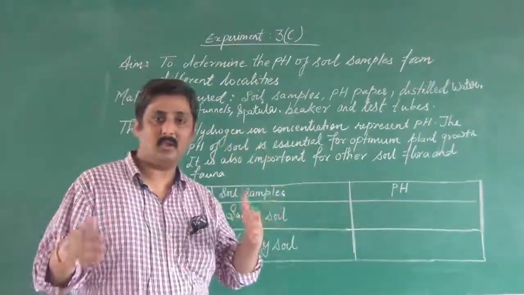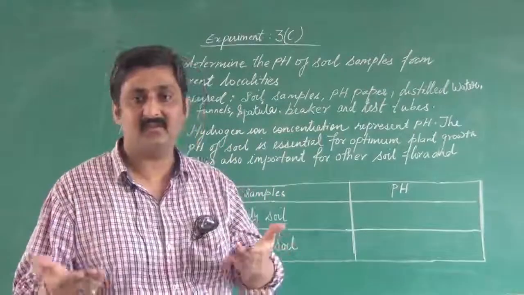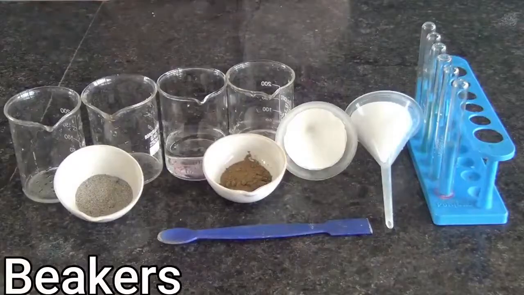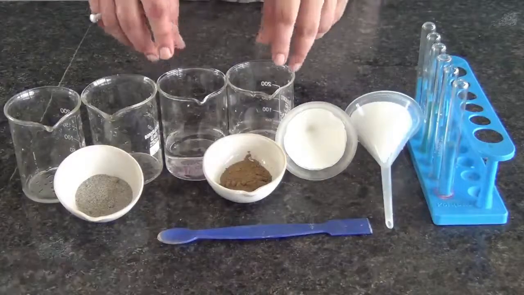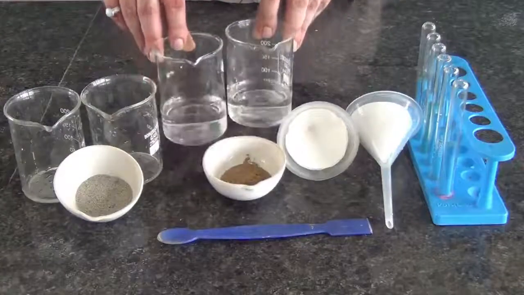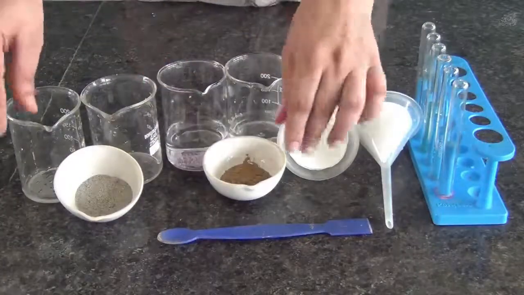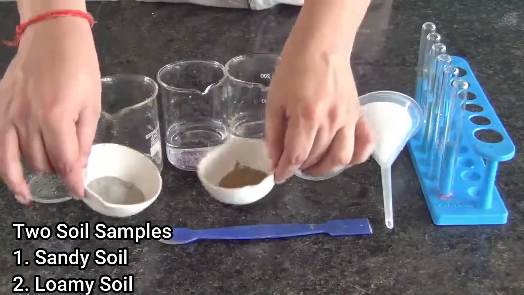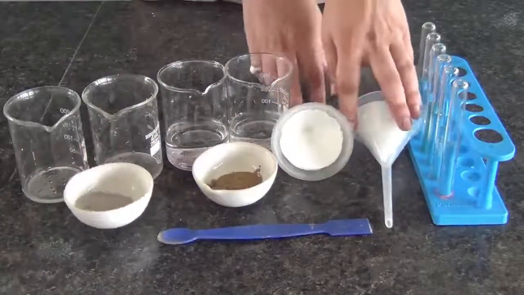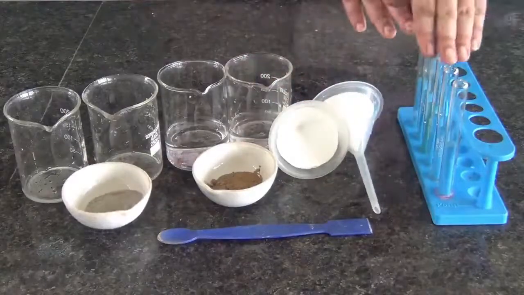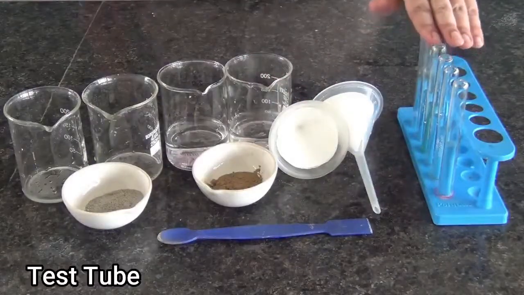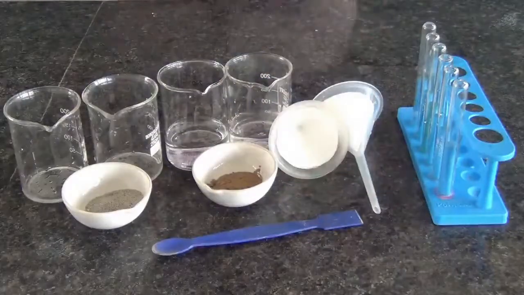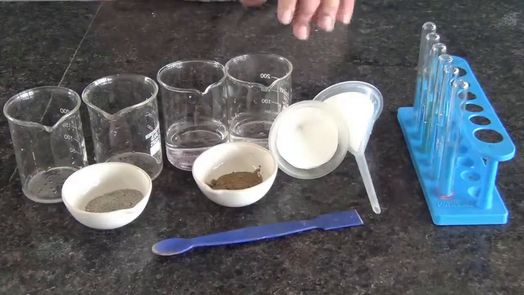Now let us get introduced to the materials which are here. So you see 4 beakers are kept over here. In 2 beakers some water is present. Now these are 2 soil samples. One is sandy soil, the other is loamy soil. This is the funnel. These are the test tubes which we are going to use. Now this is the spatula. Now let us proceed with the experiment.